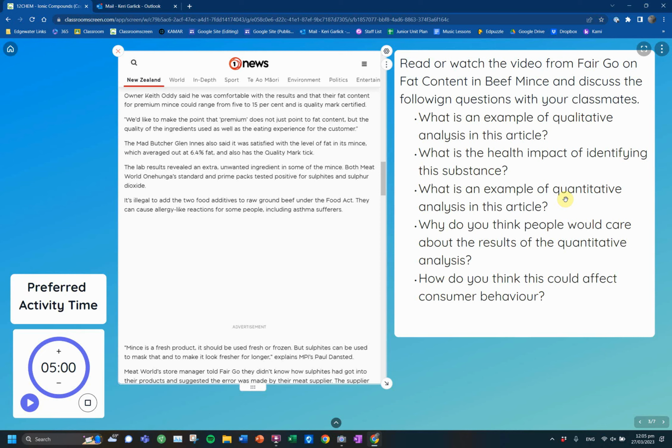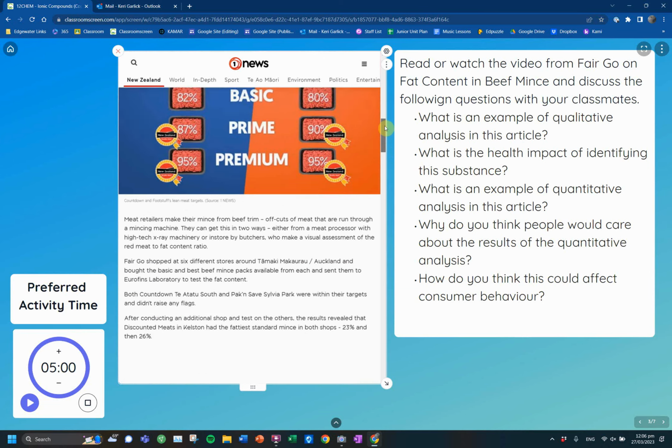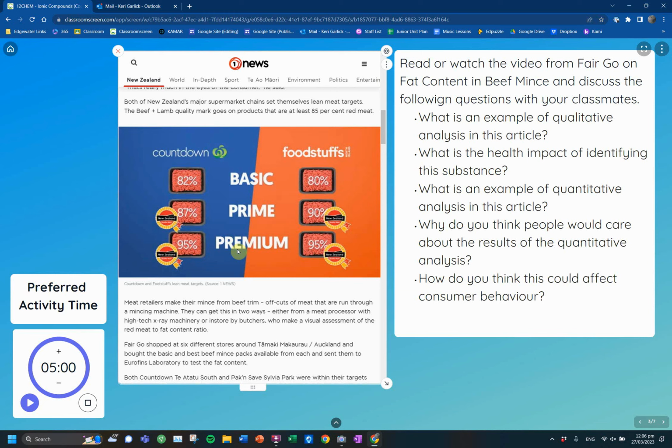The quantitative analysis Lucy got earlier, and that was on the fat content. So looking at the percentages of the fat. Why do you think people care about that? Why would people care about how much fat's in their mints? Is it labeled in some way to the consumer? Because they label it as like basic, prime, and premium, right? And so when you look at those labels, you expect a certain percentage of that to be fat and a certain percentage of that to be meat.